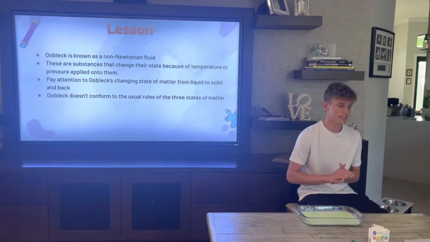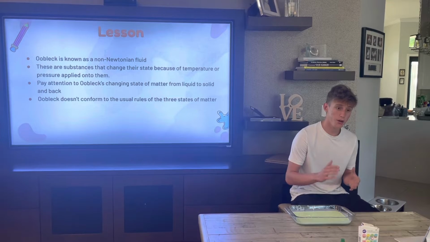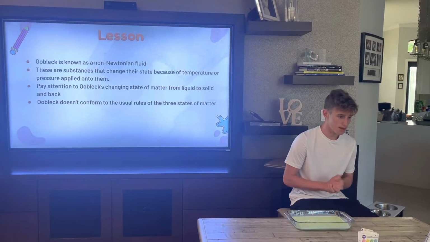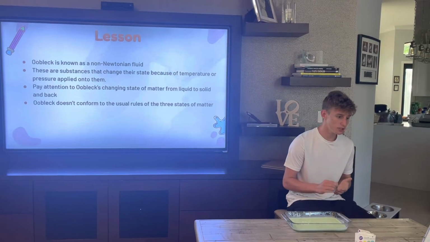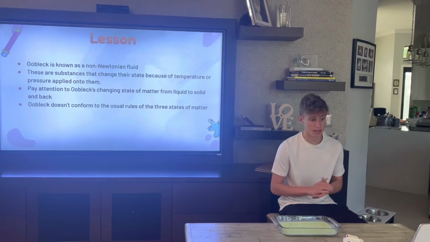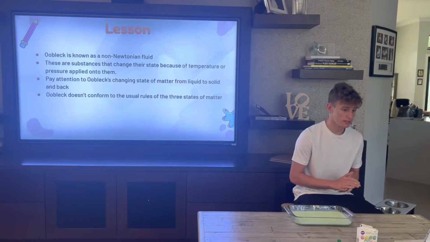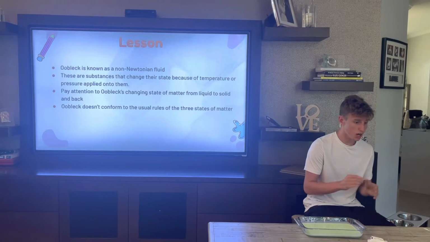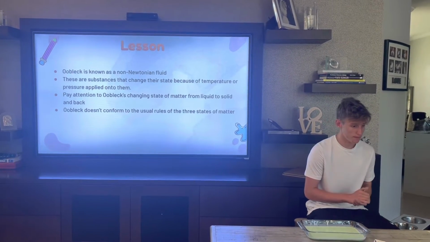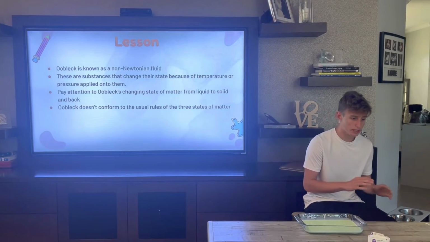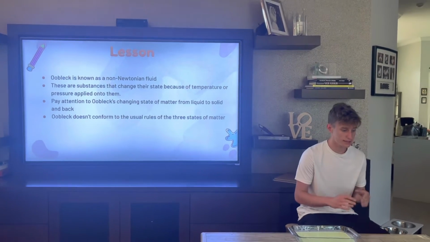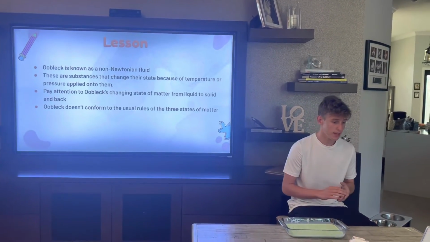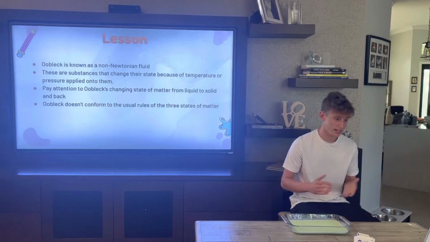Now next up for the lesson. Oobleck is known as a non-Newtonian fluid. What does that even mean? These are substances that change their state because of temperature or pressure applied to them. So when you're playing with Oobleck, consider that it is changing from liquid to solid and back, depending on what you do with it. This change in between solid and liquid state means that it doesn't conform to the 3 states we mentioned before, solids, liquids, and gases.